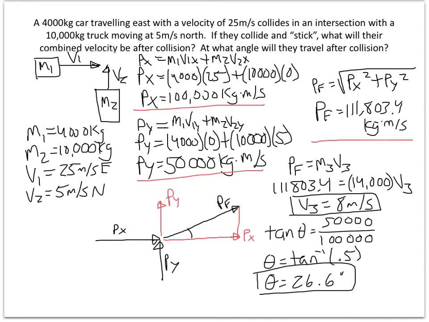So we have an angle of 26.6 degrees made from the horizontal that these two objects would travel stuck together at 8 meters per second.